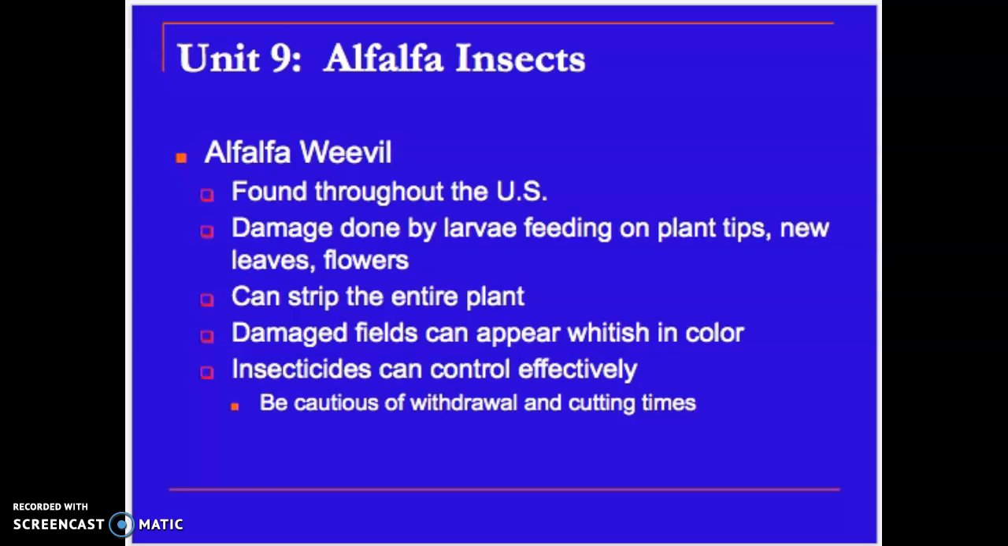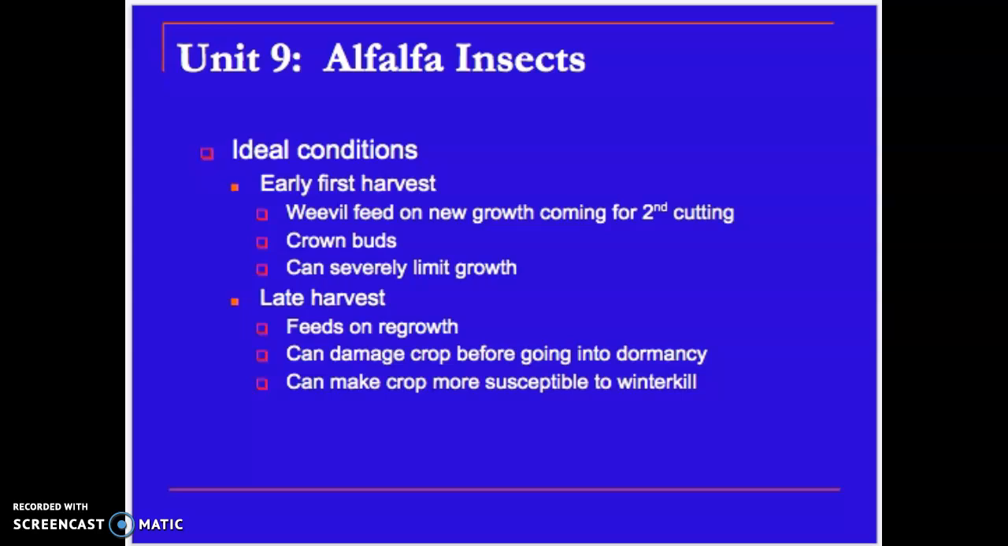Some, whenever they detect a problem out there, they're just going to go ahead and get the mower and mow hay, even if it's a little bit early. Ideal conditions for this one to cause a problem: early first harvest, sometimes you'll see weevil that feed on the new growth coming right in for second cutting, and they'll feed right on the crown buds, which is obviously gonna top out their growth, and the plant will respond by growing more, branching out more, but you certainly never want to kill that bud if you can avoid it.